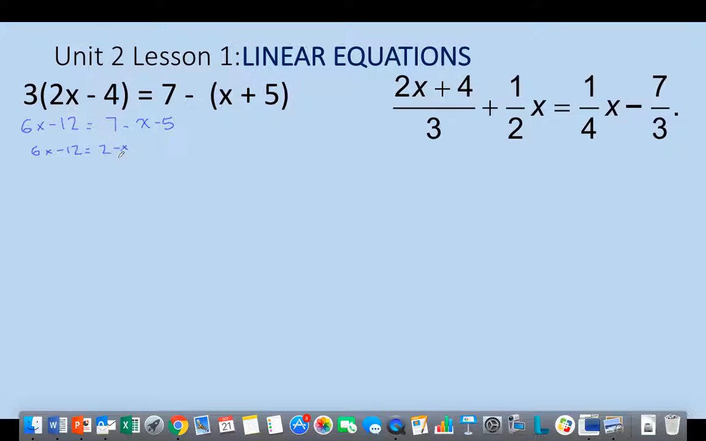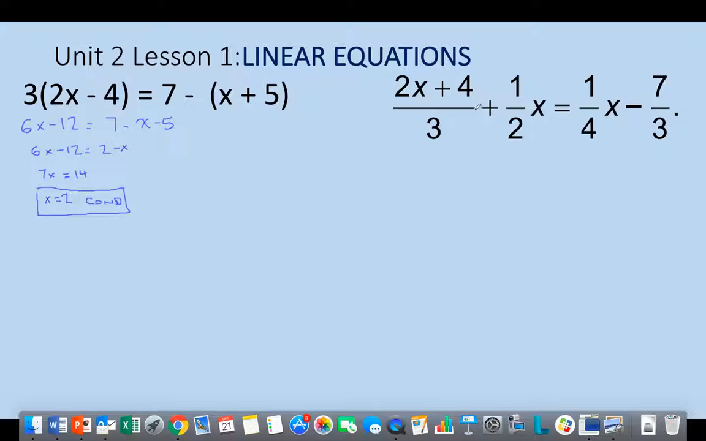I think at this point, I'll probably put all the variables on one side. I'm going to add x to both sides. Now I've got 7x. I could also add 12 to both sides. So 7x equals 14. Divide both sides by 7, and x is going to give us 2. This is, again, what we call a conditional solution, or a conditional linear equation.